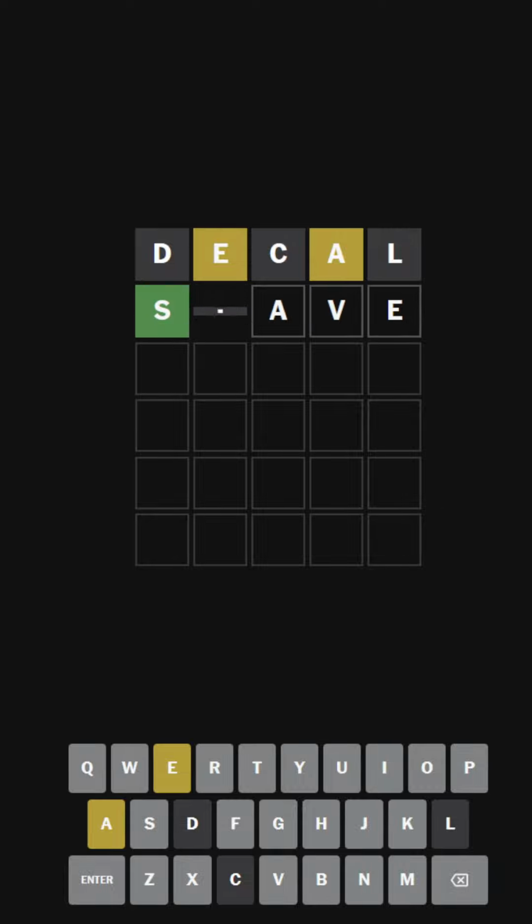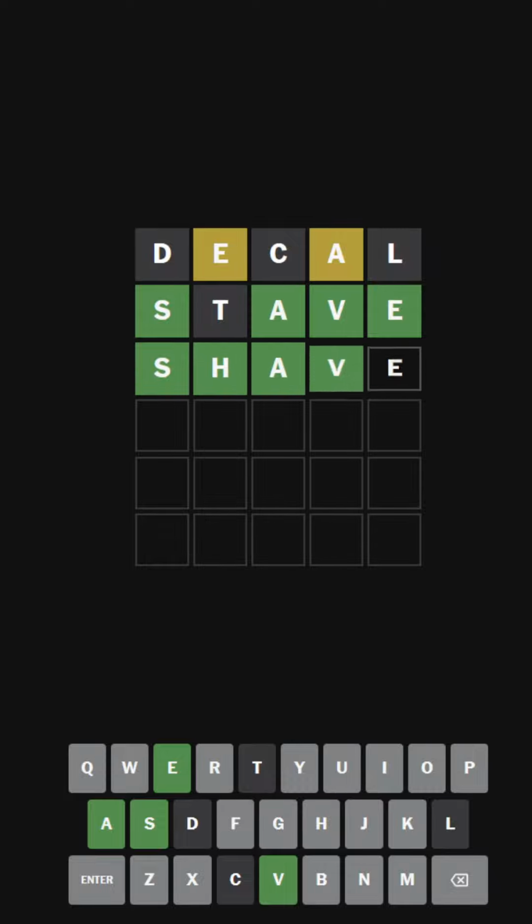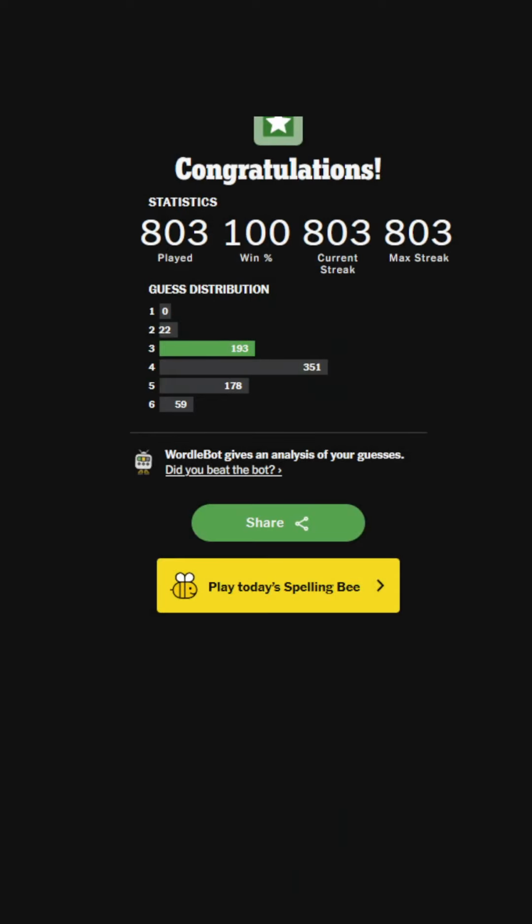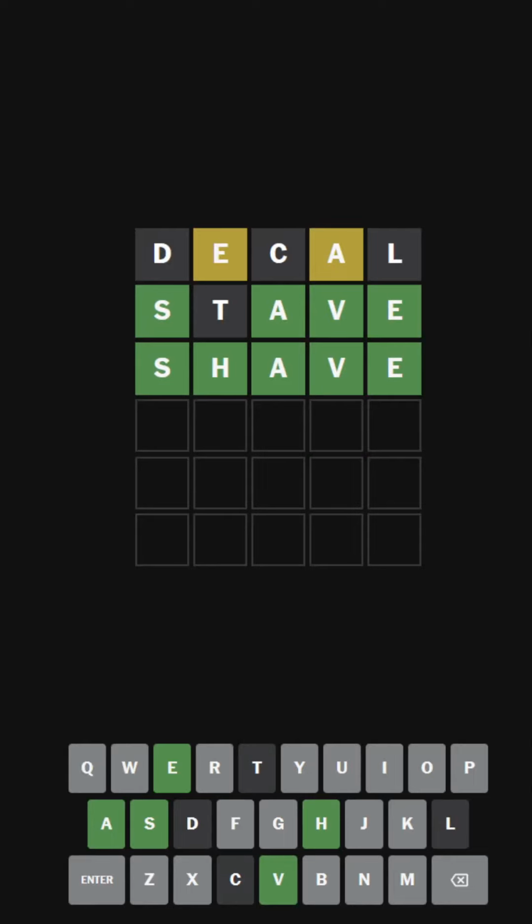Stave. Shave. Okay. So I was worried about the blank A blank or S blank A blank E possible lineup, but as long as I just avoided the H, I was totally fine. But in this case, it worked out pretty well. Got it in three. That's gonna trip up a lot of people.